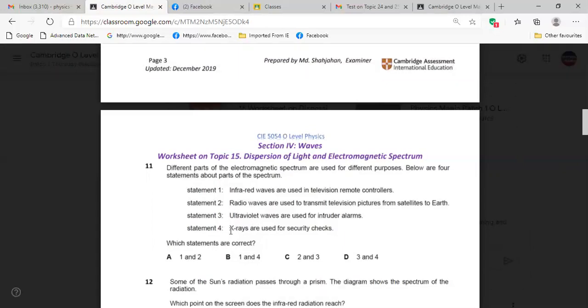And what you explained about X-rays is correct. So our statement 1 and statement 4 are correct, right? Yes, sir. If you have the printout, write here for statement 2 it should be microwaves. And for this one, you already got ultraviolet waves here, but it should be infrared. Infrared waves are used for intruder alarms. So it's clear, right? Yes, sir.